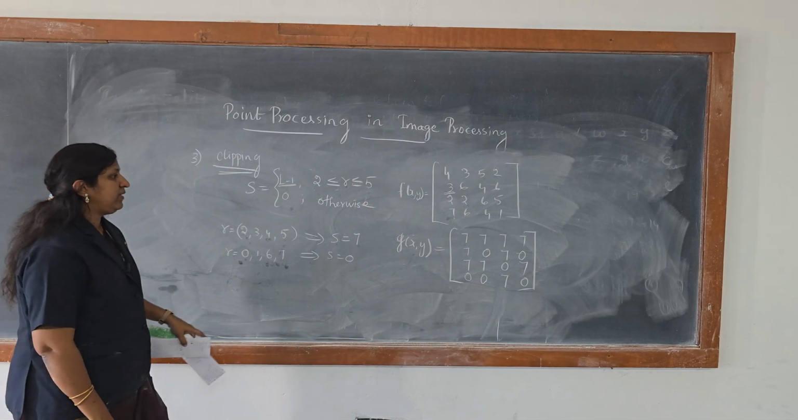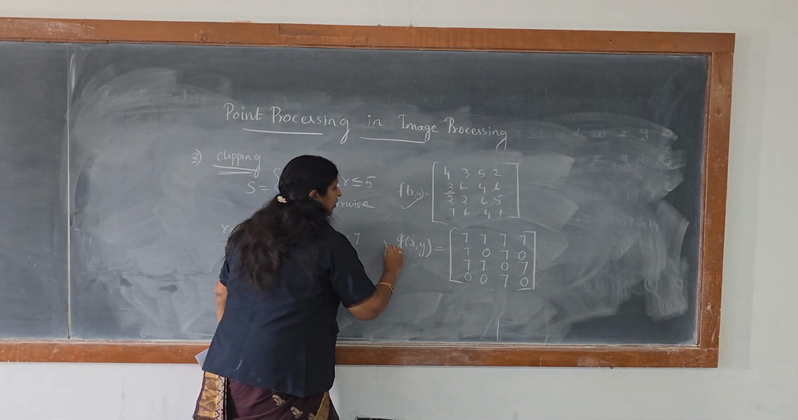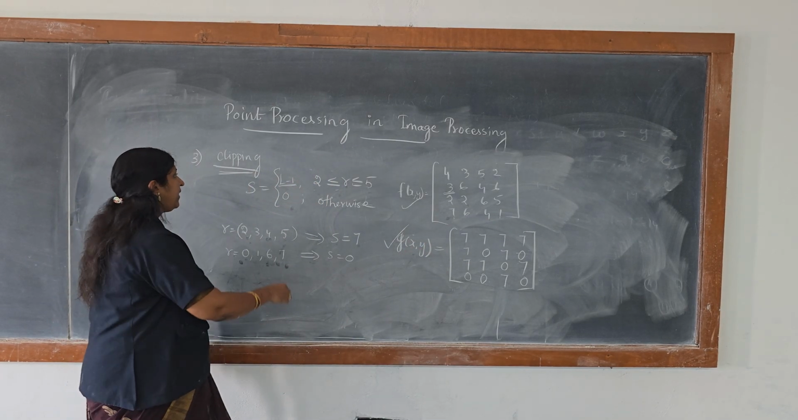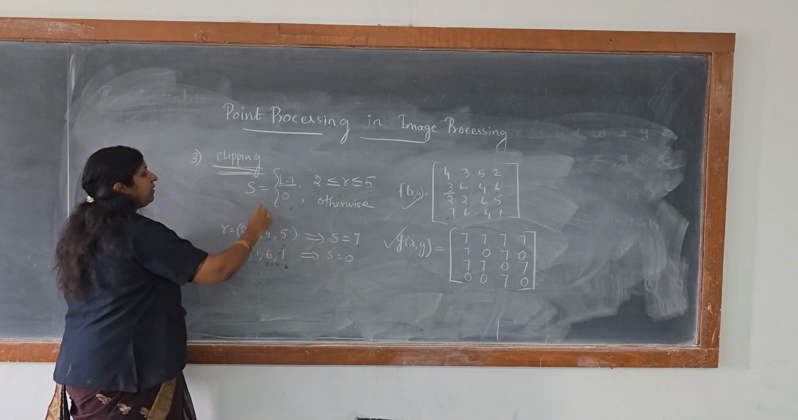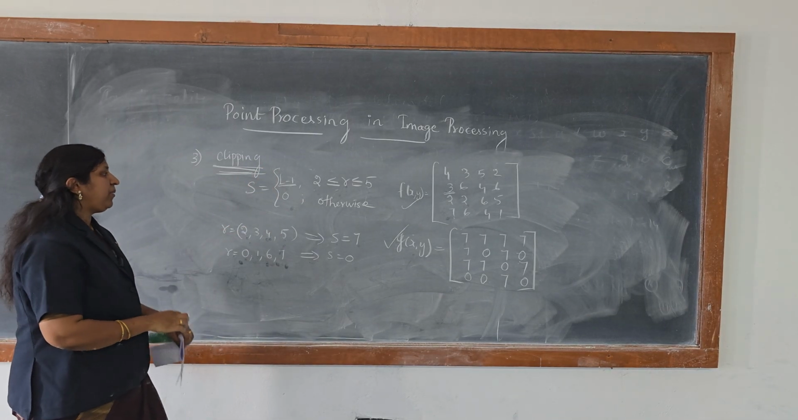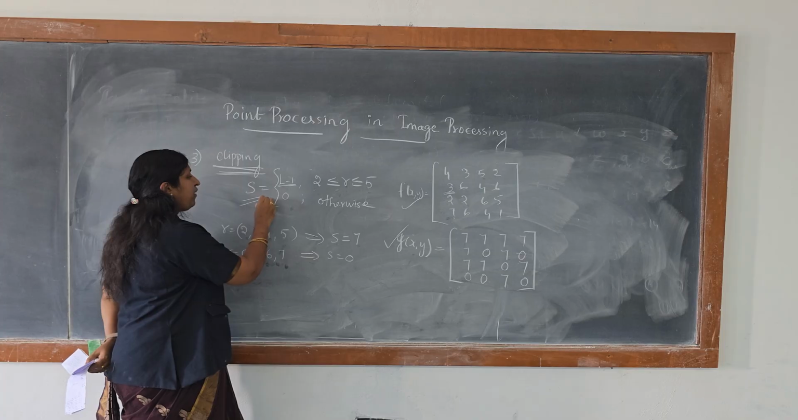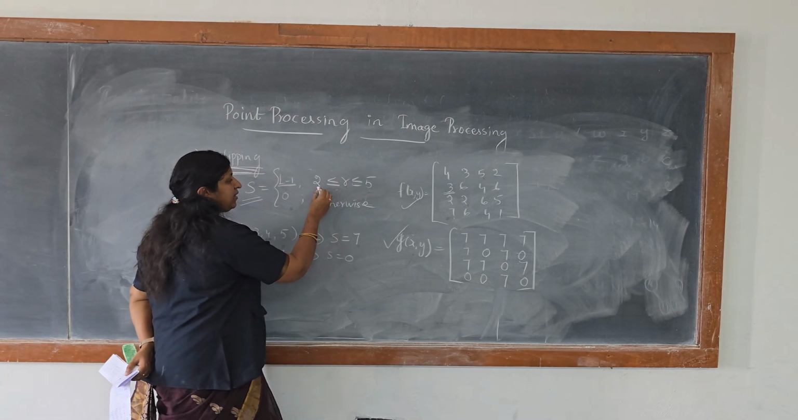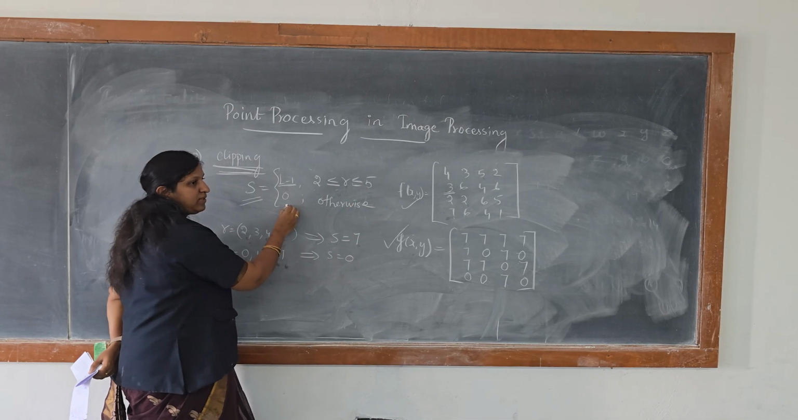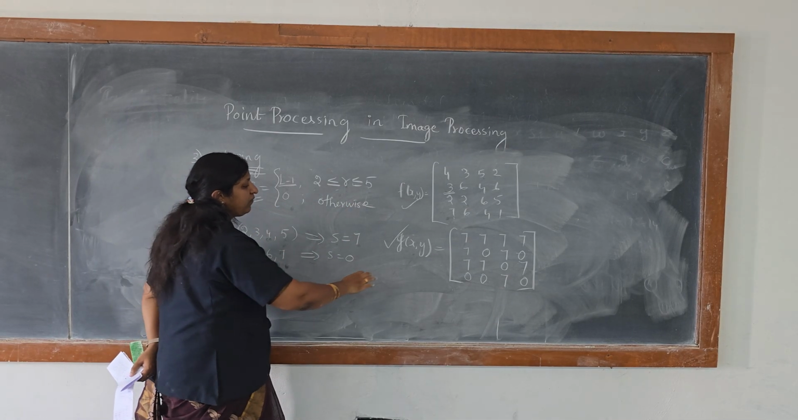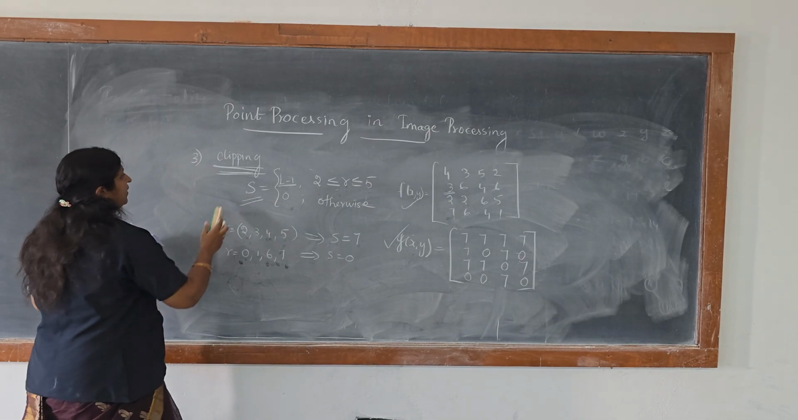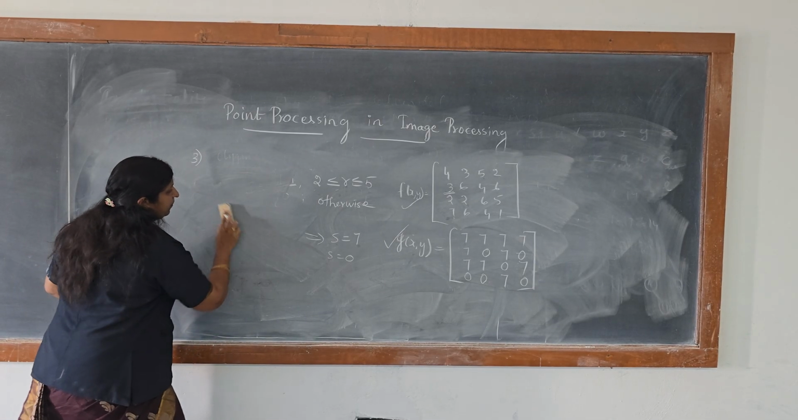So for this input matrix, the modified output matrix is this one. This is called a clipping operation. In clipping, the basic formula is S equals L minus 1 if R lies between 2 to 5, otherwise 0. By using this relation, we can form the output matrix. Finally, we are going to see bit plane slicing.